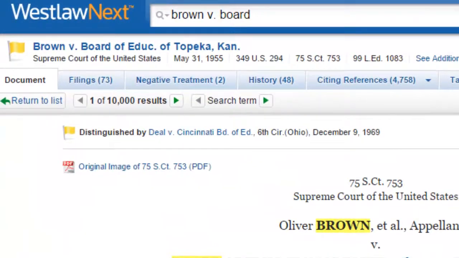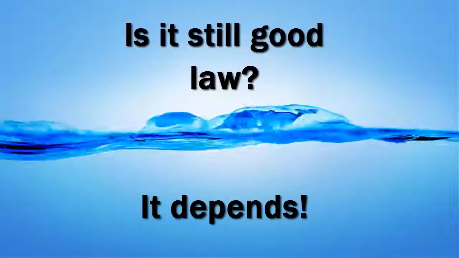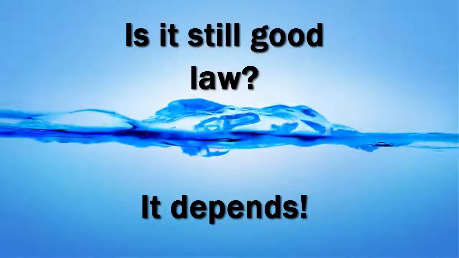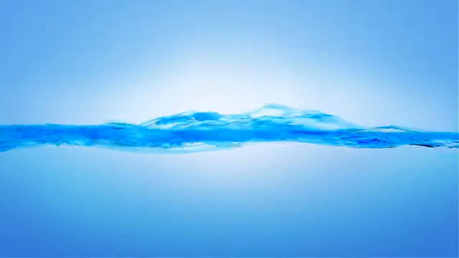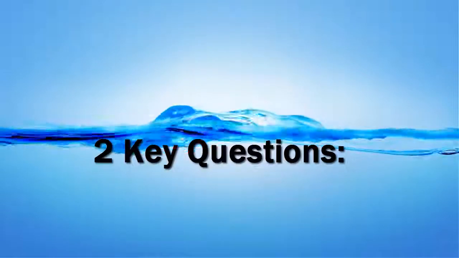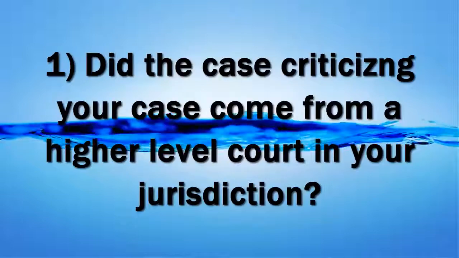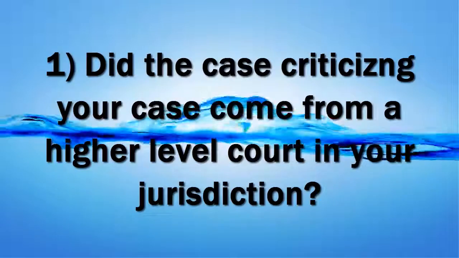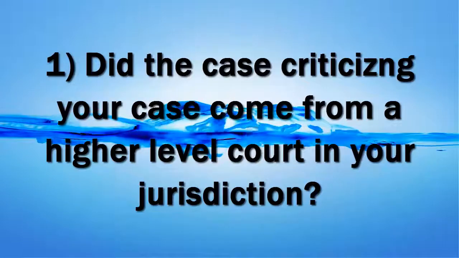So if your case has been criticized or distinguished in subsequent review, the legal publishers will slap on the cautionary label. Now, does this mean that you wouldn't use the case? No, it just means that you need to do some more detective work. Here's what to do. When deciding whether or not to use a yellow flagged case, you'll ask yourself two questions. 1. Did the case criticizing your case come from a higher level court in your jurisdiction? If so, you'll probably want to avoid using your case.